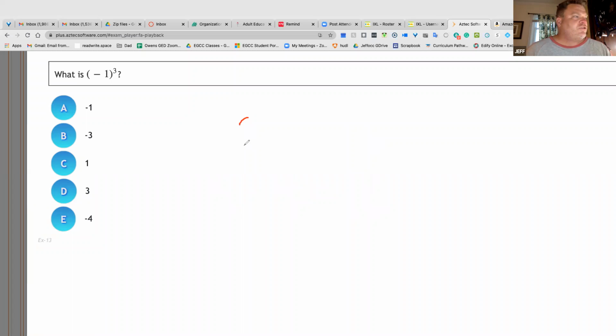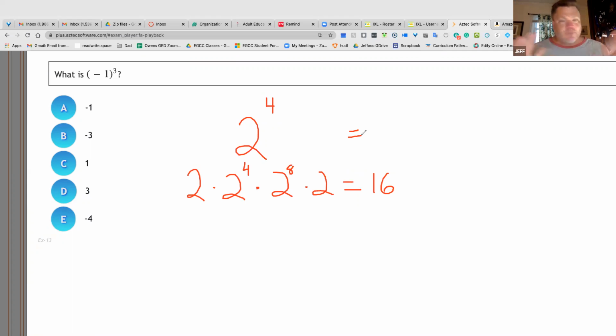If it was 2 to the fourth, all this little number is telling you is how many times to write it. 1, 2, 3, 4. So 2 times 2 is 4, times 2 is 8, times 2 is 16. So 2 to the fourth, and there's no cute name for that, like squared or cubed, would be 16.